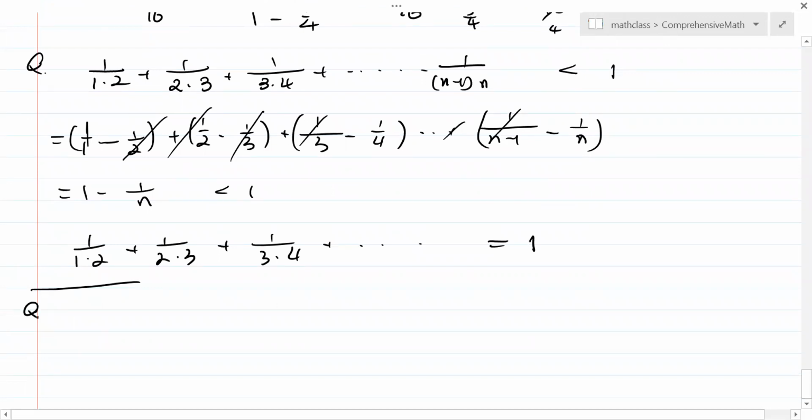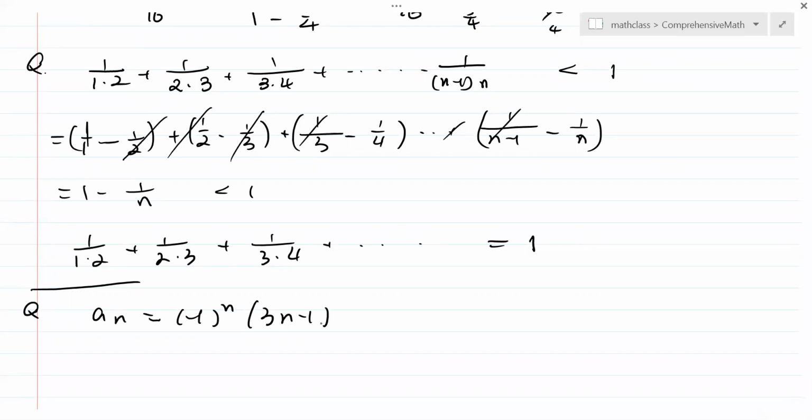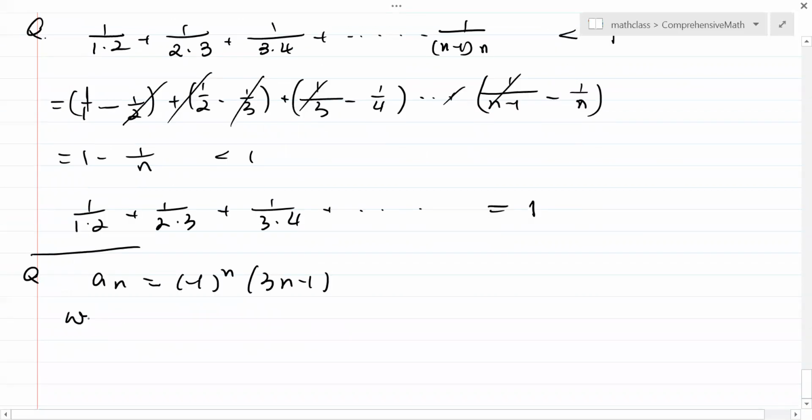Okay, I have a sequence. This numerical sequence is generated by the following formula. Okay, it's a_n equals negative 1 to the n times 3n minus negative 1 to the n. Okay, n is an integer. The first term, when n equals 1, you get negative 2. Okay, my question is, what is the sum of the first 100 terms?